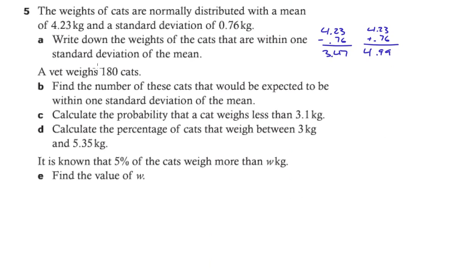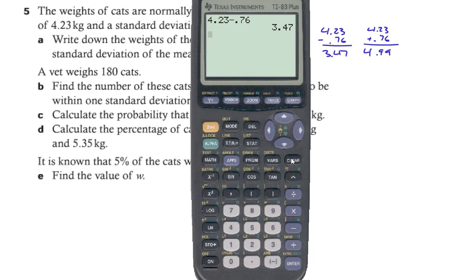A vet weighs 180 cats. Find the number of these cats that would be expected to be within one standard deviation of the mean. So basically between those two values. So a quick way here is second variables, which is our distribution. We are looking between two numbers, not a percent, so we're going to go to the normal CDF. The lower bound is 3.47, the lowest that we want, comma, 4.99 is the highest that we want.